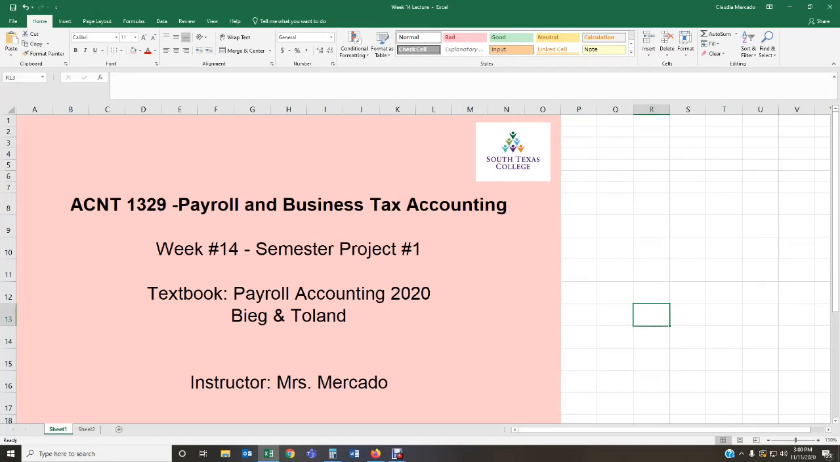This is going to be basically just a very brief overview of what we are going to be doing on week number 14. During this particular week, which runs from November the 23rd through November the 29th, we are going to be working on semester project number 1.